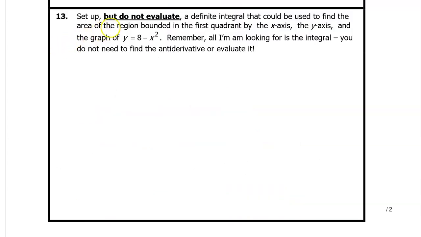Number 13. Set up but do not evaluate a definite integral that could be used to find the area of the region bounded in the first quadrant by the x-axis, the y-axis, and the graph of y equals 8 minus x squared.